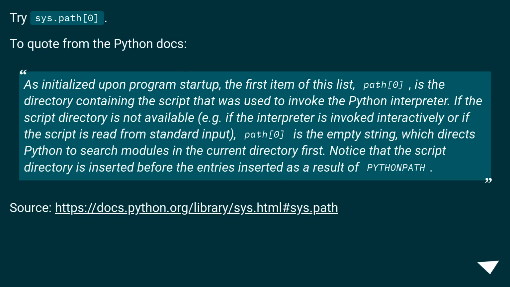Try sys.path[0]. To quote from the Python docs: As initialized upon program startup, the first item of this list, path[0], is the directory containing the script that was used to invoke the Python interpreter. If the script directory is not available, for example if the interpreter is invoked interactively or if the script is read from standard input, path[0] is the empty string, which directs Python to search modules in the current directory first. Notice that the script directory is inserted before the entries inserted as a result of PYTHONPATH. Source: this URL.